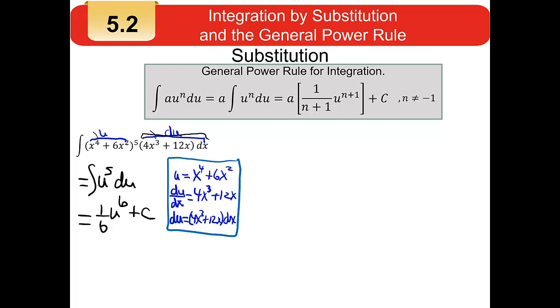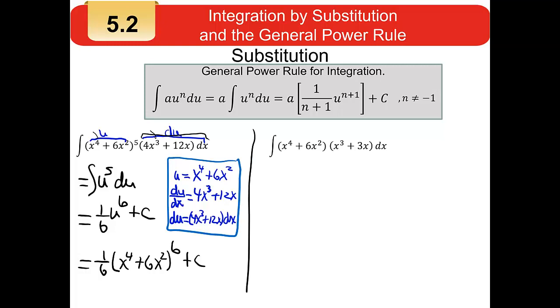Use your formula. The formula says you add 1 and then divide by that, or multiply by 1 over that number, and then get rid of your u. It's really not that bad, but if you practice, you're going to get better. If you don't practice, you probably won't.